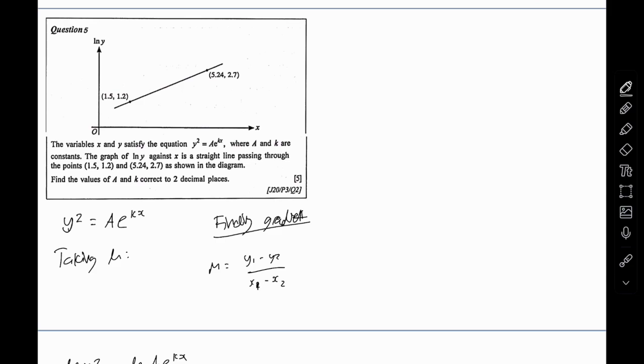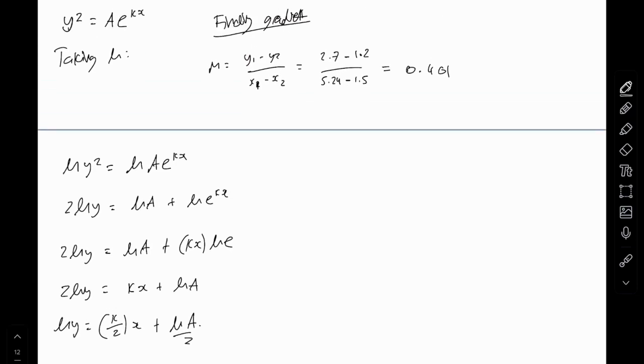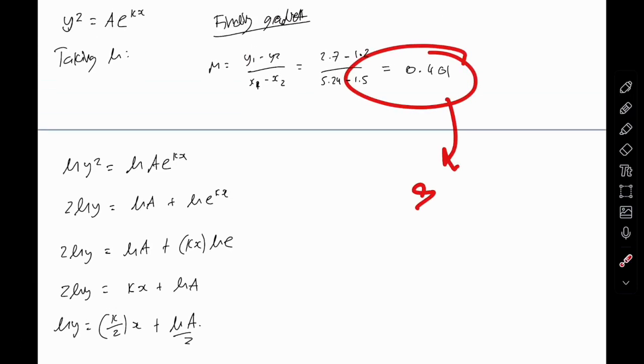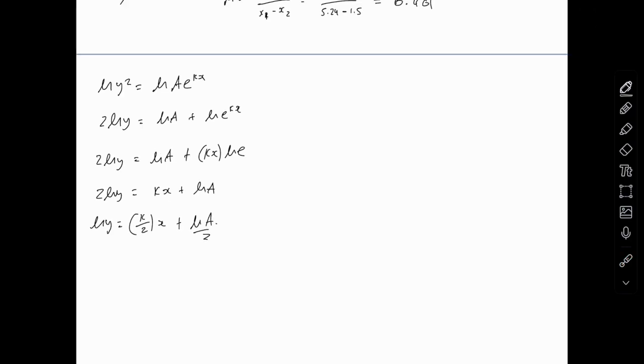Remember, this is our gradient formula: y1 minus y2 over x1 minus x2. So y1, y2, so 2.7. That's y2 over x1 minus x2, 5.24. Which gives us what? Well, that's going to give us 0.401. So this is our gradient now. Therefore, that's our gradient.